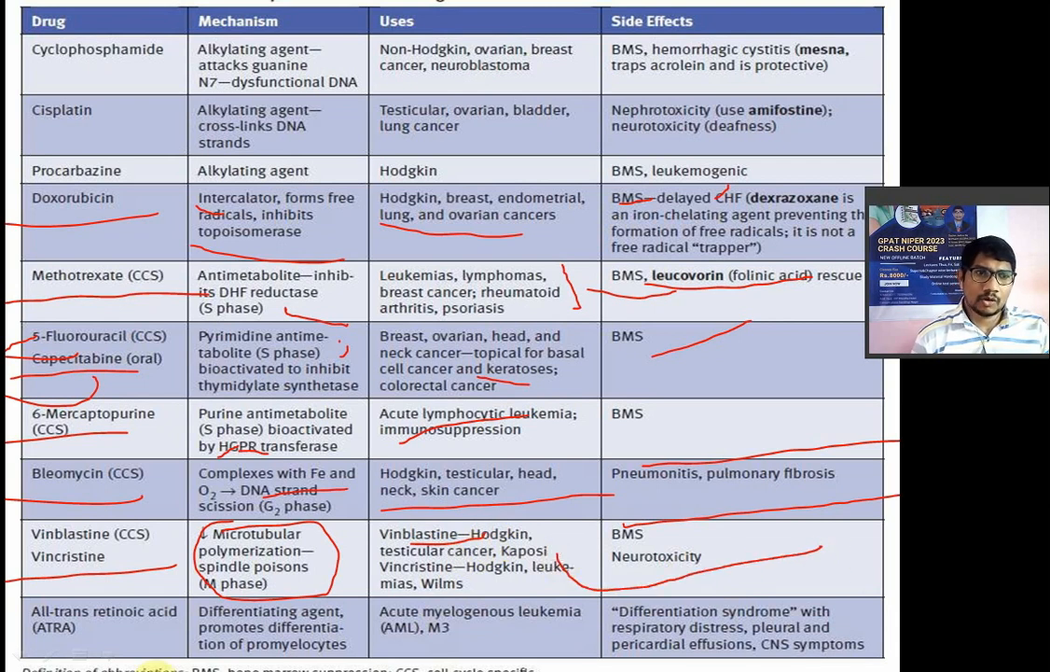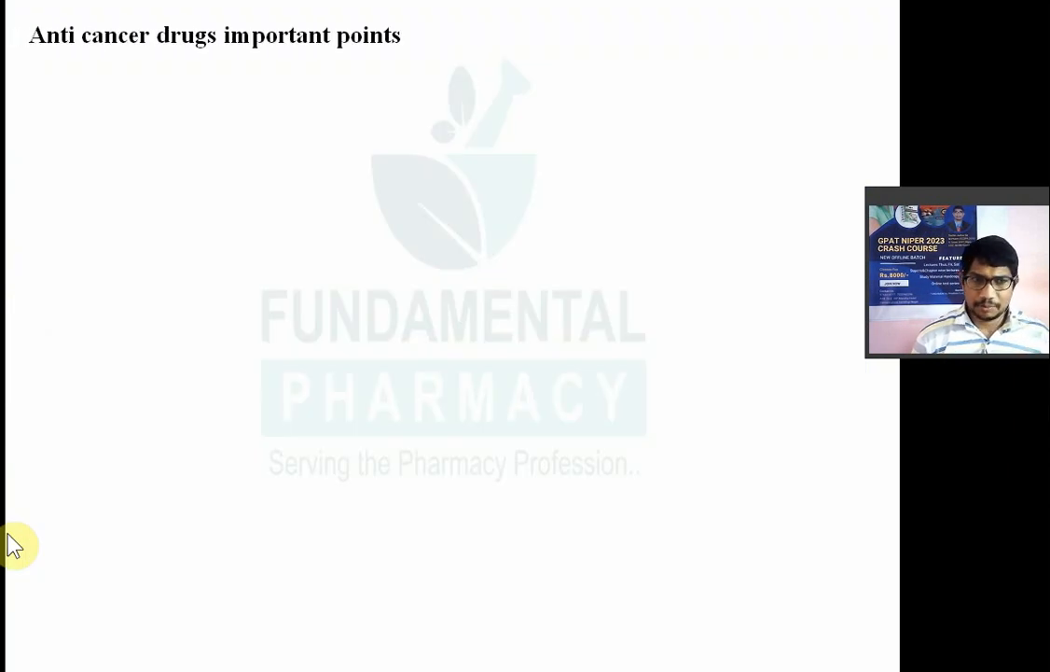Now all-trans retinoic acid is a differentiating agent, it promotes the differentiation of promyelocytes, used in acute promyelocytic leukemia. It can cause differentiation syndrome with respiratory distress, pleural and pericardial effusion. They are the symptoms. We'll see the important points from these anti-cancer drugs.